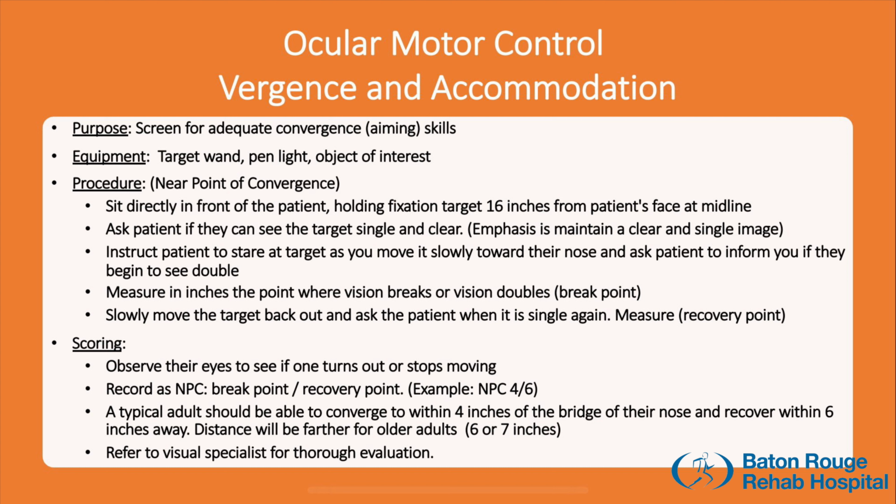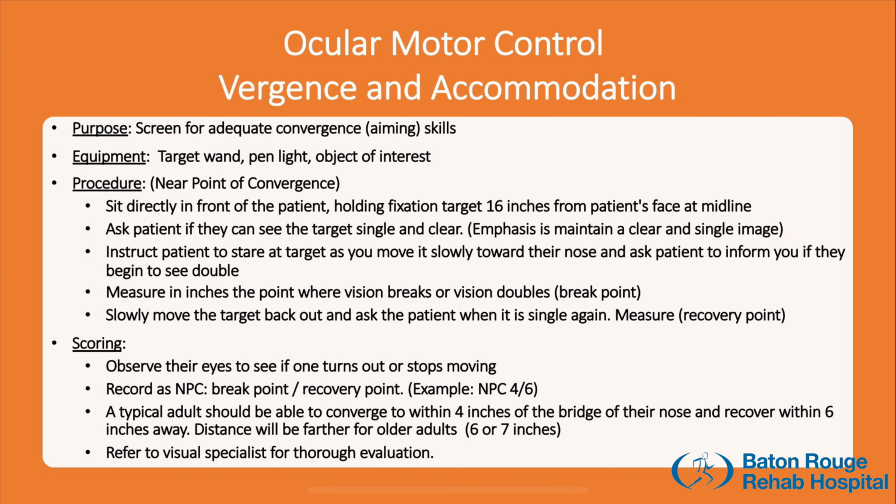Accommodation is the process by which the refractive power of the eye changes to ensure we see a clear image by altering pupil and lens shape, regardless of the distance of the object we are looking at. The most common way to observe for vergence dysfunction is through the near point of convergence test.